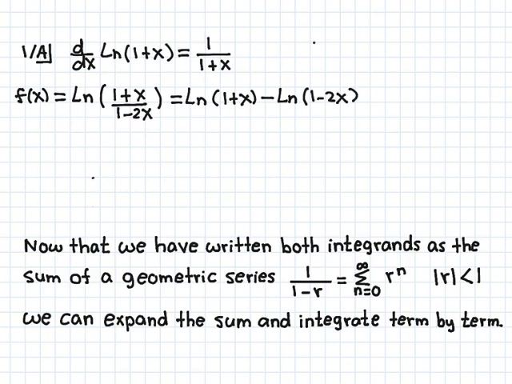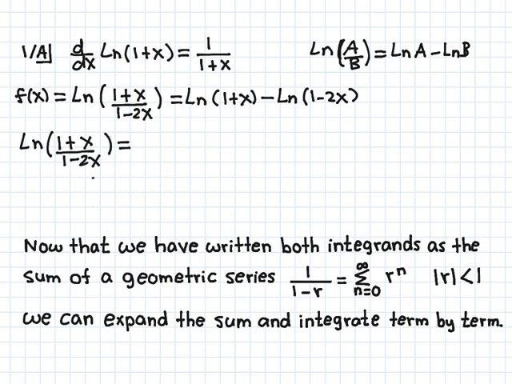So the property of logs is log of a over b. When you're dividing, we subtract. Log of a over b is equal to log a minus log b. Now, we have log of 1 plus x divided by 1 minus 2x. We would like to write this as an integral of a geometric sum. So we can write this as the integral of 1 over 1 plus x dx, because the antiderivative of 1 over 1 plus x gives us log of 1 plus x.